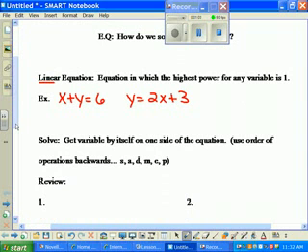So I'm going to give you something that's not linear. Can anybody tell me why this is not linear? Because it doesn't make a line. Why doesn't it? Because there's an x squared. If there's an exponent that's greater than 1, it's not linear. This would be a parabola.